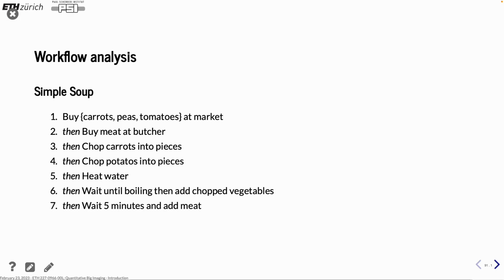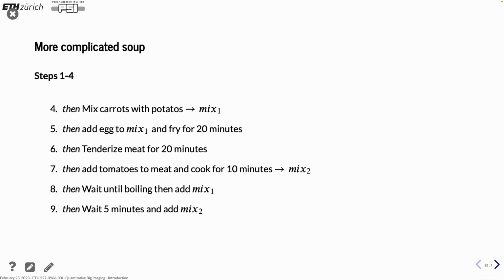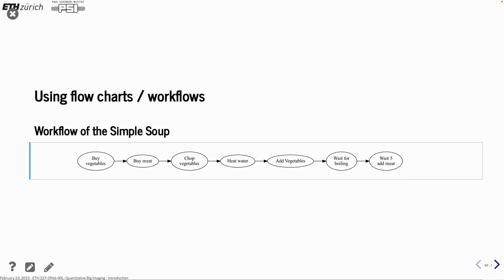But the next step would be a little bit more complicated, and now we can actually do things in parallel. So we could mix up carrots and potatoes, then we can add some egg and mix it and fry for 20 minutes, and then we do something. So it's in general a more complicated thing. And here is the question of how to work it out. And the easy workflow is just like this, a long sequence.